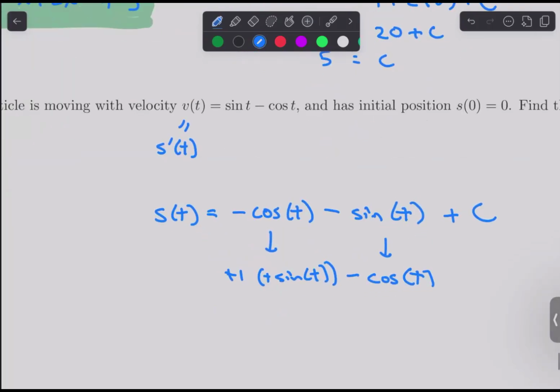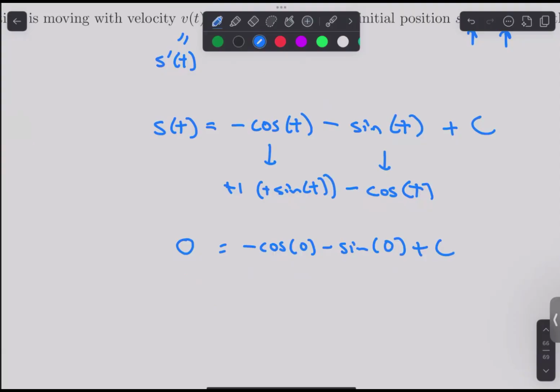So, okay, when I plug in 0, that's going to be negative cosine of 0 minus sine of 0. This says that I should get out a position of 0. So again, when I plug in 0, I get out 0. All right, well, cosine of 0, our calculators will verify for us that this is 1, so that negative along with it becomes negative 1. Sine of 0 is 0. So when I solve for c, I get c is equal to 1.